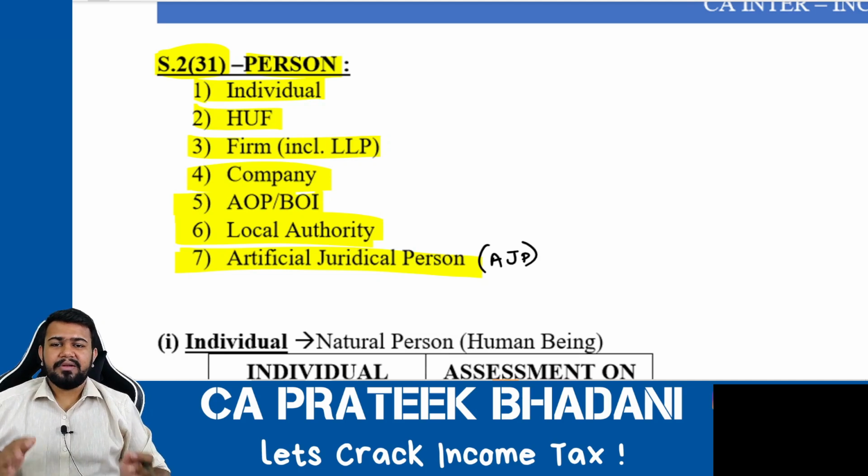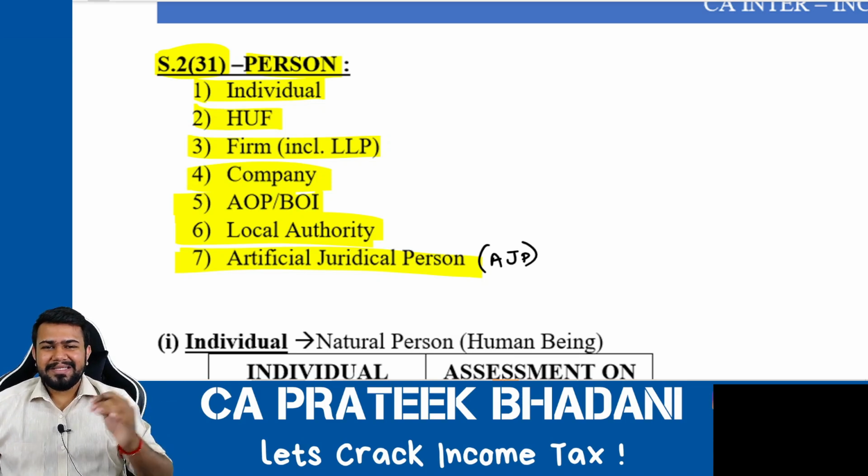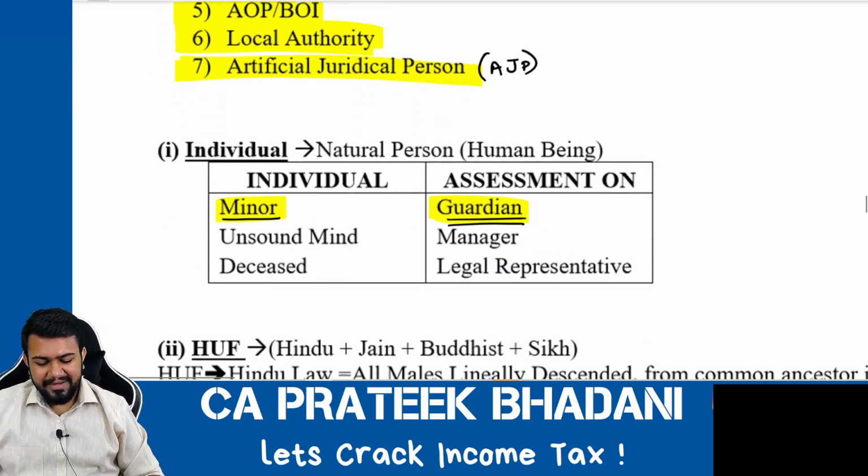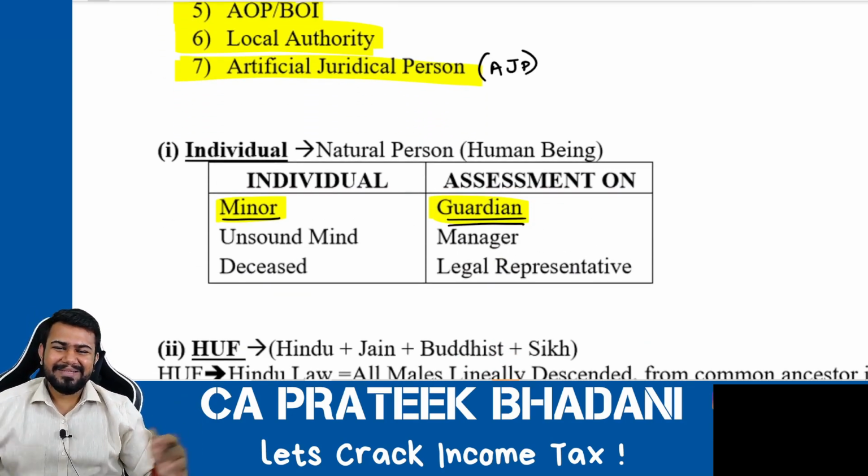Hence, that is why I told you before itself that person does not only mean individual, it is a very wider definition where so many other type of bodies are also included in the definition of person. Why are so many type of bodies included? Because only if someone is included in the definition of person, then only they have to pay any income tax. Okay, so it is very, very important to include as many people as possible.